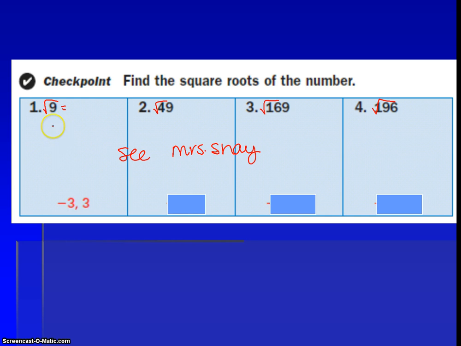I do want to show you number 1 because not only do you have a positive 3, but you also have negative 3, because negative 3 times negative 3 is positive 9. Just like 2 positives make a positive, 2 negatives make a positive. So for all of these, you also need the negative.